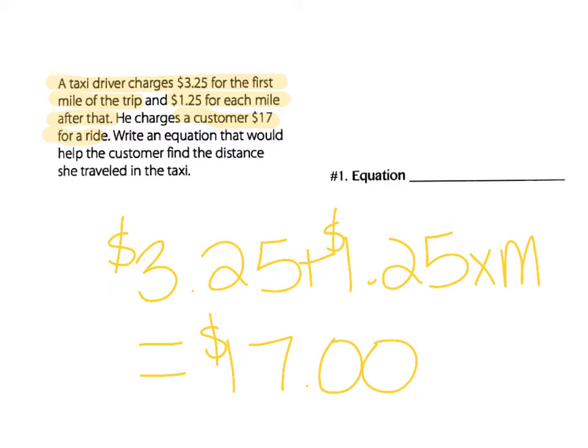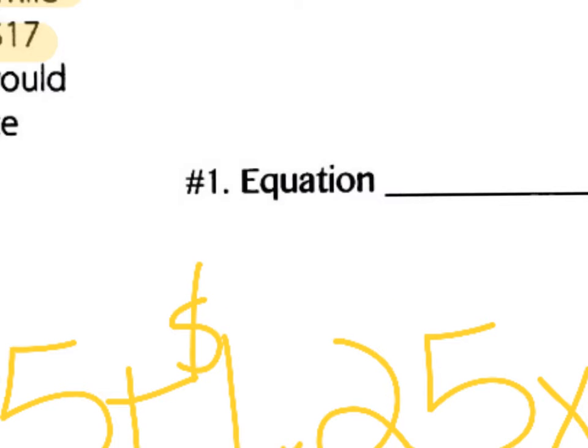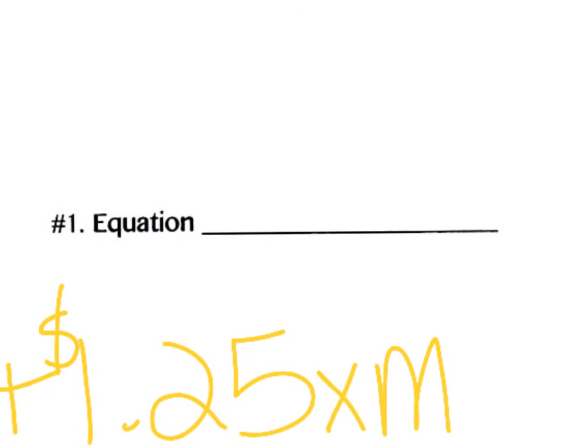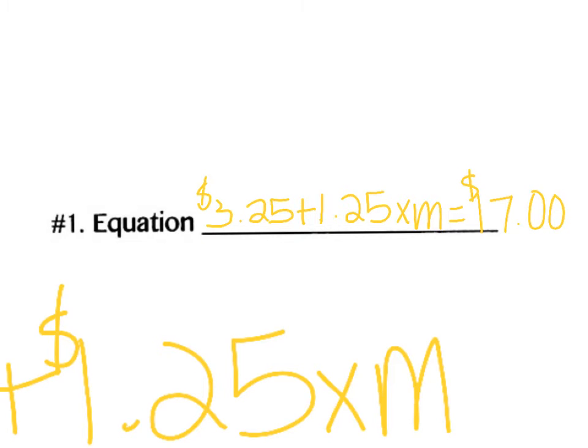So now we've got to write that on our equation line. So, okay, here we go. It is $3.25 plus $1.25 times number of miles, which equals $17. Gotta add the dollar signs or it's incorrect. Okay, now that's your answer.